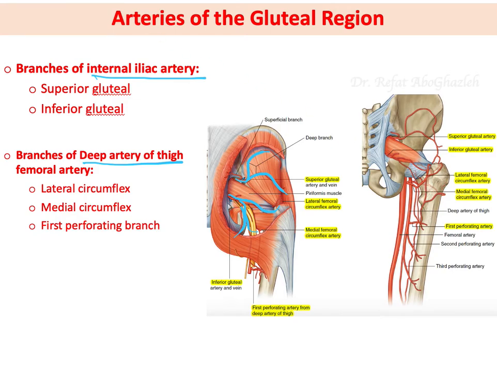Let me use this pen. Okay, so these are the main arteries of the gluteal region. So superior gluteal, inferior gluteal, and from the deep artery of the thigh, which is a branch of the femoral artery, it gives the lateral circumflex and medial circumflex plus the first perforating artery.